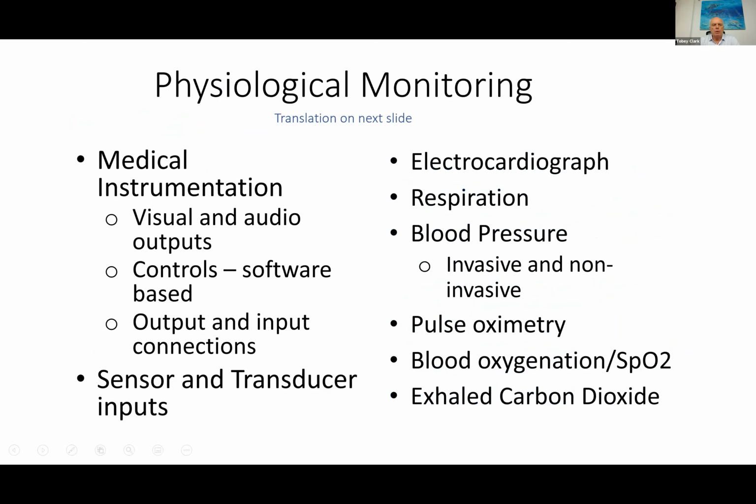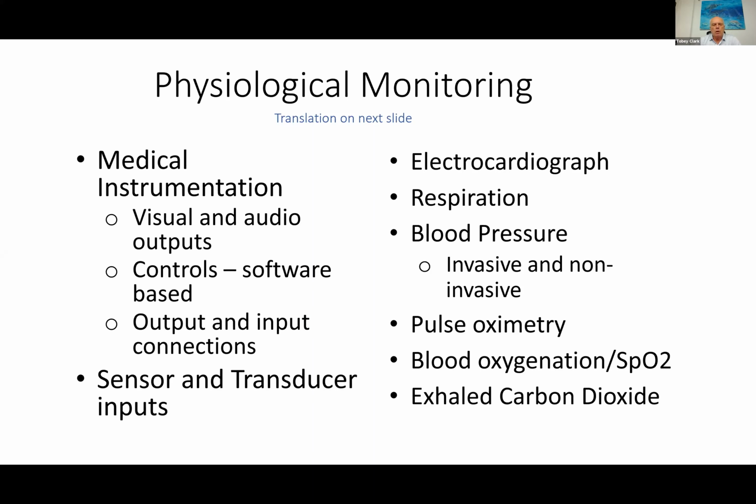So physiological monitoring is medical instrumentation, primarily electronic. Visual, we talked about the displays where you would see waveforms and numerics, but also there's an audio output. It may be heart sounds, and of course alarms. I didn't really mention that in the block diagram. That's typically part of any physiological monitor: an alarm should the parameters get outside the limits.